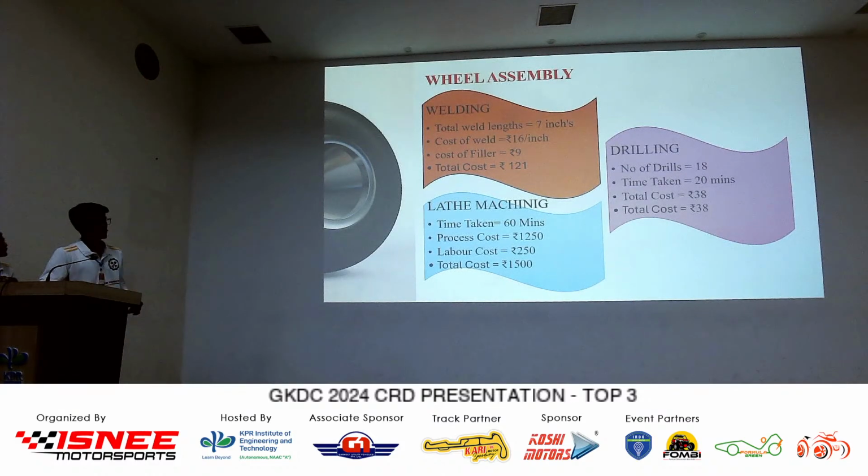Next, coming to lathe machining. Here in lathe machining we have done the wheel hubs. The time taken for the wheel hubs is 60 minutes. The total cost will be around 1,500 rupees, including the labor charge.